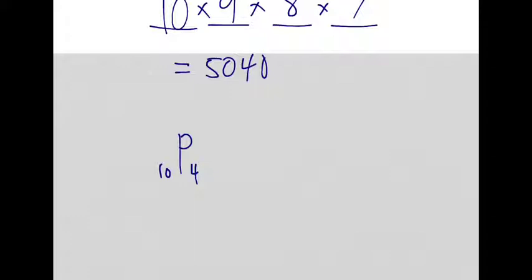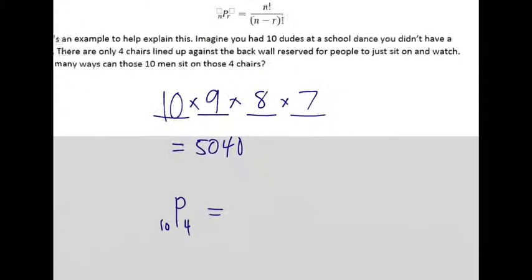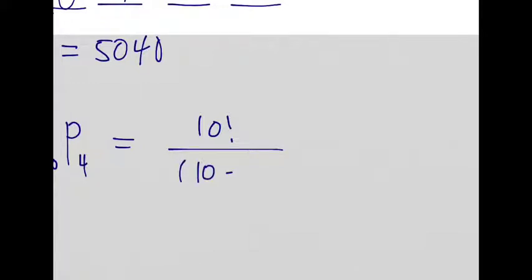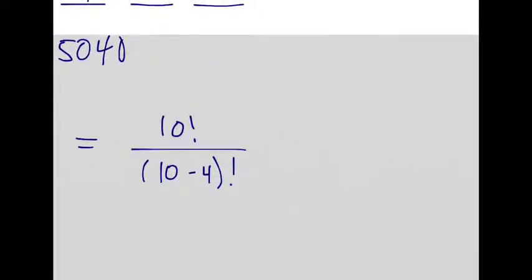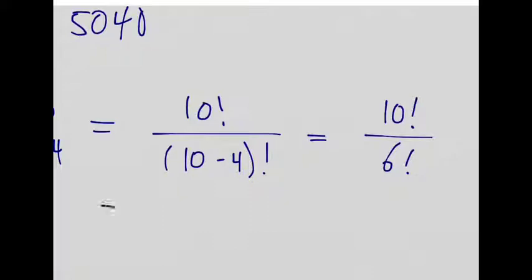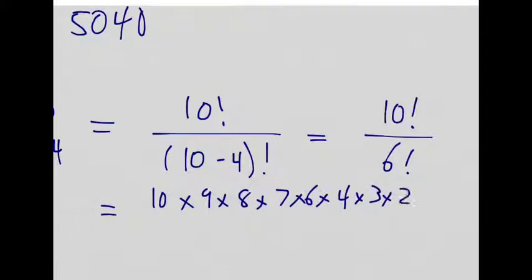Calculating that using the formula, that would be 10 factorial divided by (10 minus 4) factorial. I'm going to expand that out. It'll be a little bit of writing, but here's maybe why it works. 10 factorial would be 10 times 9 times 8 times 7 times 6 times 5 times 4 times 3 times 2 times 1.